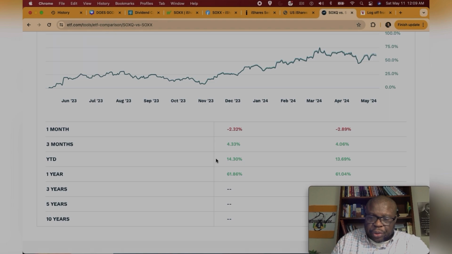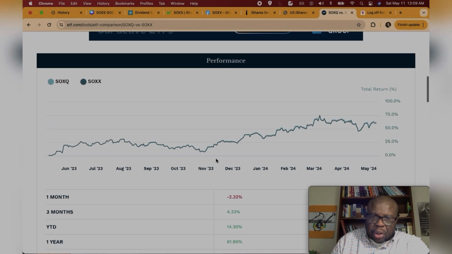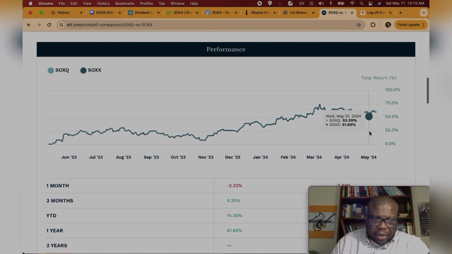So you have SOXQ on the left, and you have SOXX on the right. So we see year over year, the 1 year return. See, this is June 2023, and here is May 2024. So you see they're tracking very closely, right? They're very close in return. Now let's look at the chart.